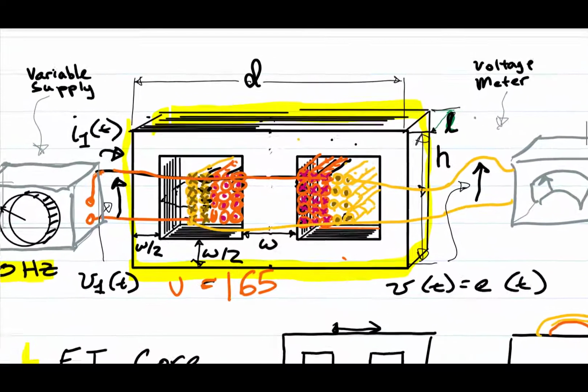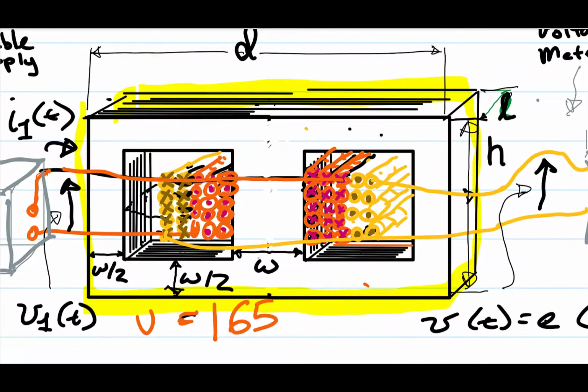If you zoom in, you can see that I've got the primary side currents going into the paper here, and this is like I've just kind of taken a cross-sectional cut of a view of the windings.